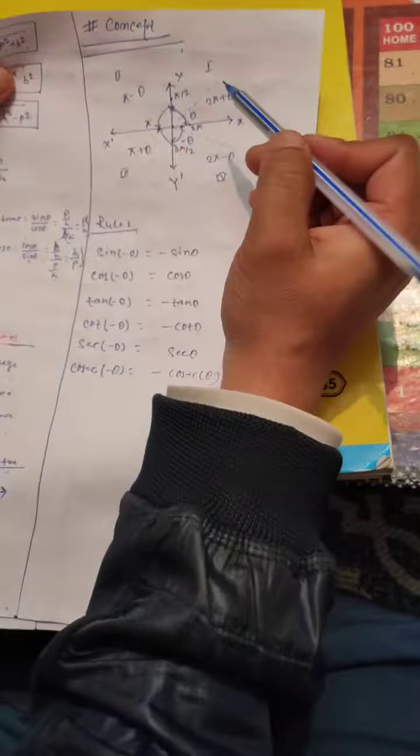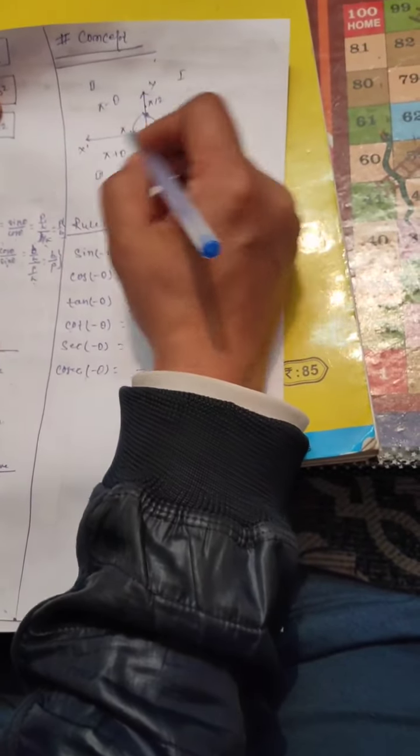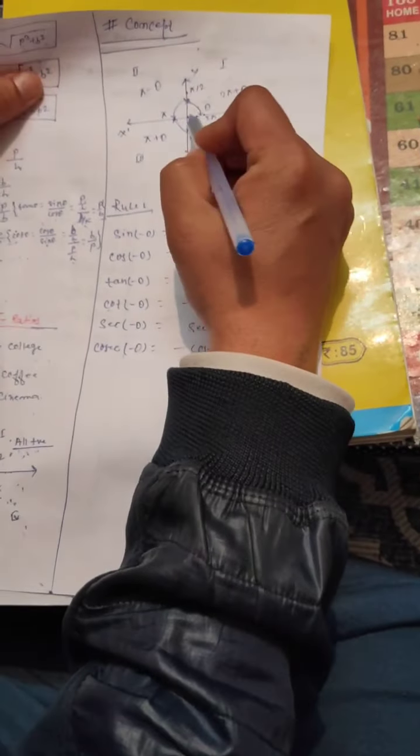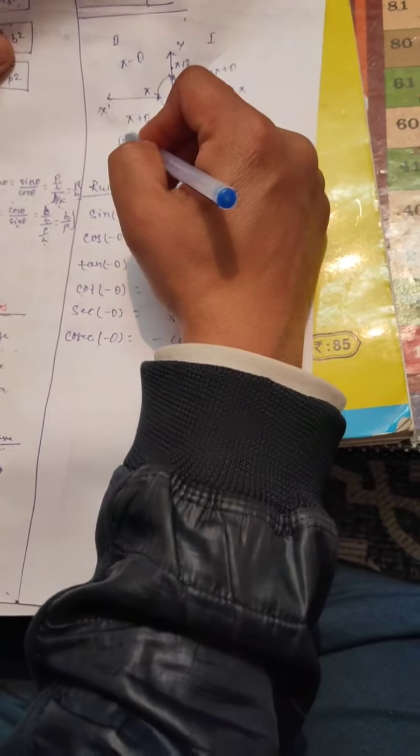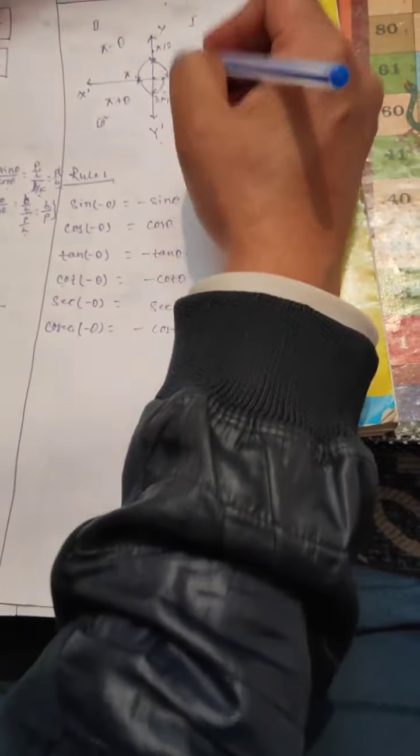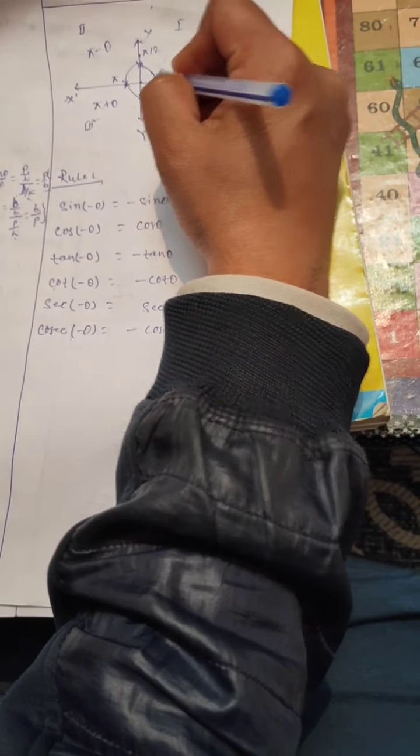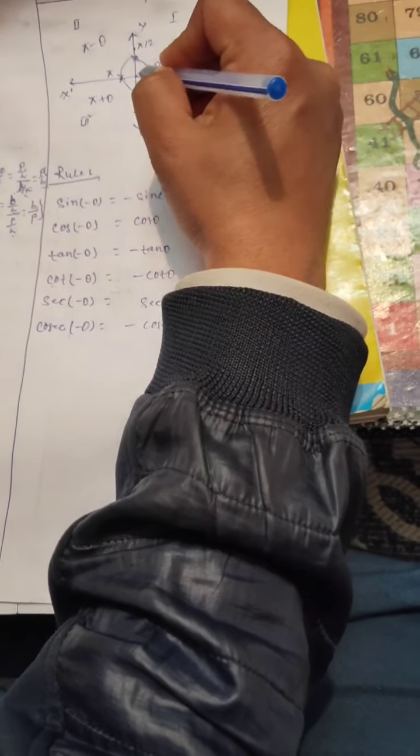Now, this is the x-axis and this is the y-axis. This is the positive x axis and this is the negative x axis, this is positive y and this is negative y. The first quadrant is pi by 2, the second is pi, the third is 3 pi by 2, and the fourth is 2 pi. This is the angle theta measured anti-clockwise, and this is minus theta measured clockwise into the fourth quadrant. This is the line of action.